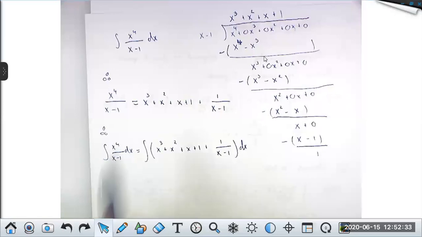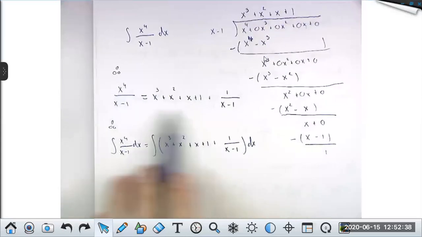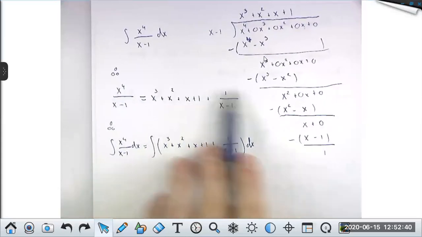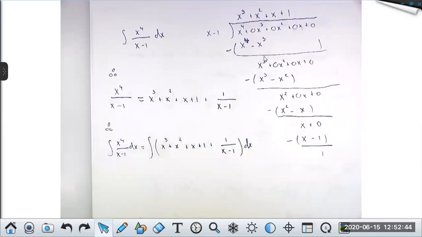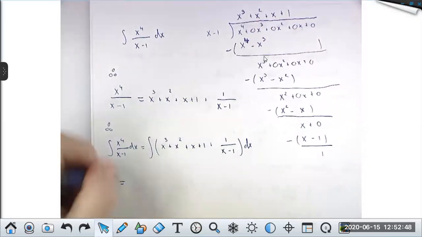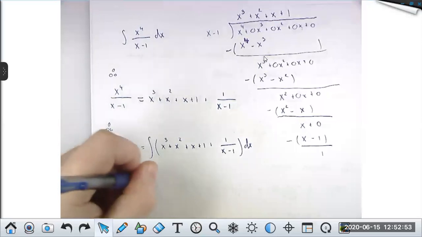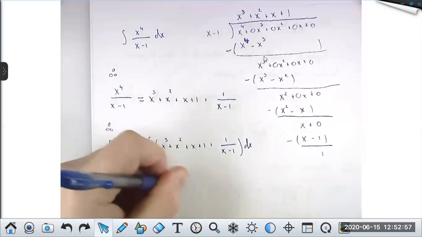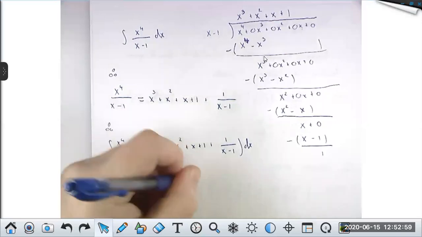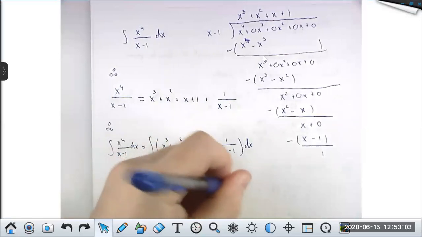Anyway, this long division tells me this function is equal to this polynomial plus this rational piece. Since this rational piece is actually so nice, I don't even need to do any PFD. We're good to go. We can just integrate this. X cubed becomes x to the 4 over 4, plus x squared becomes x cubed over 3, plus x becomes x squared over 2, plus 1 becomes x, and then I have plus integral 1 over x minus 1 dx.